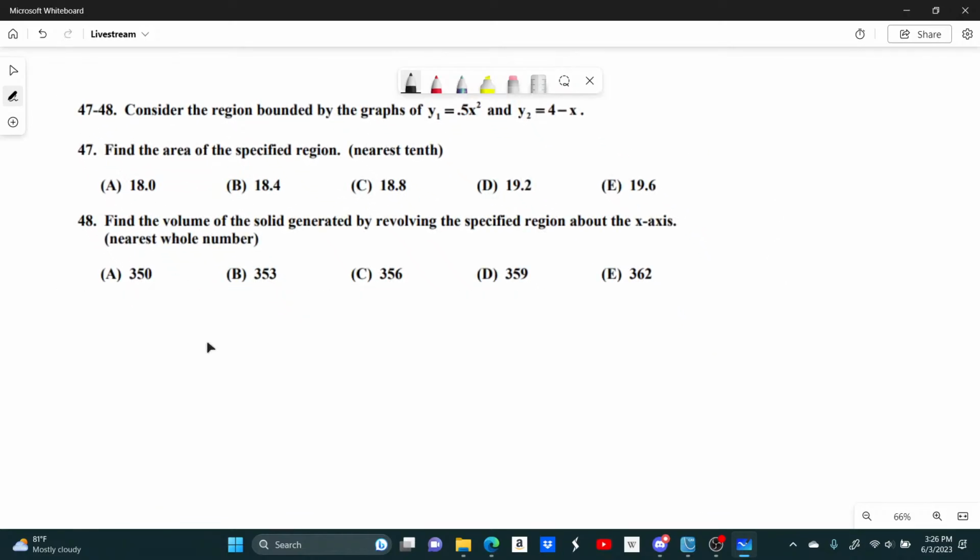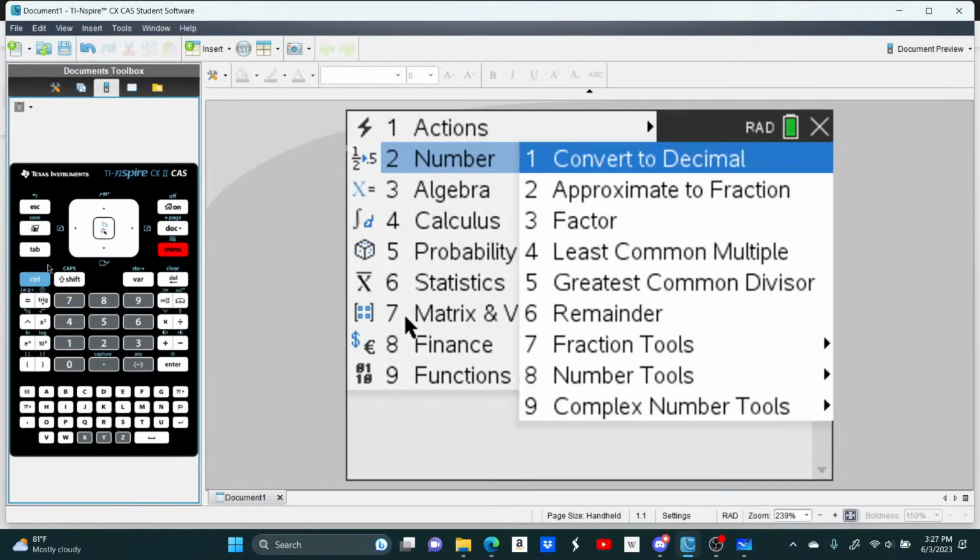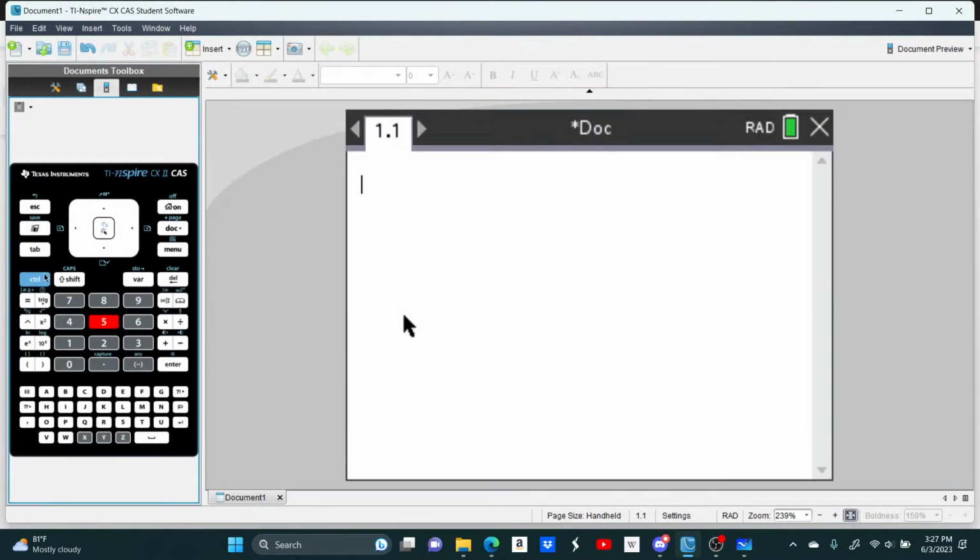All right, let's see. 47, 48. Consider the region bounded by the graphs of y1 equals 0.5x squared and y2 equals 4 minus x. We want to find the area of the specified region. This is your pretty essential calculus problem. I'm going to go ahead and graph this. You wouldn't normally do this, but just for the visual, I think it's a good teaching tool.